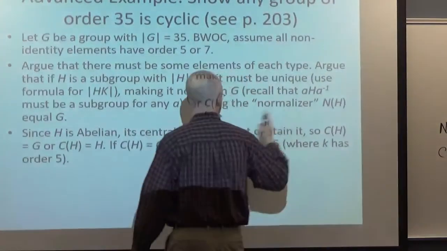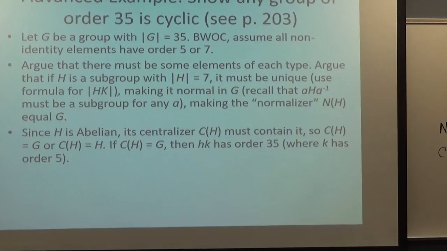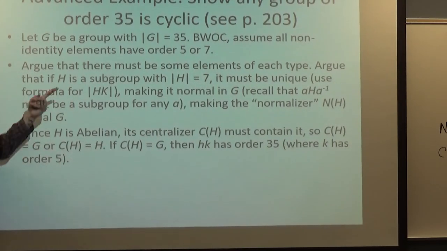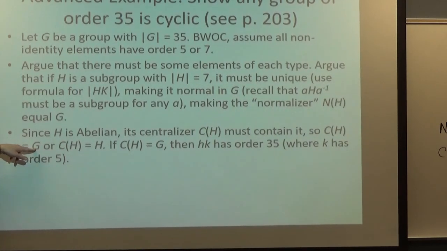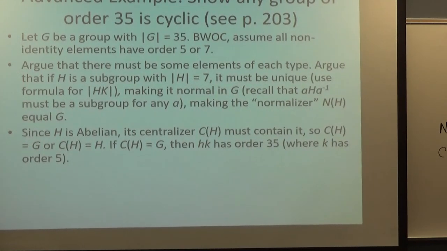And these things, by the way, are subgroups. N of H and C of H are subgroups of G. That needs to be proved. And so by Lagrange's theorem, since H has order 7 and G has order 35, and that picture must hold, the centralizer either has to equal all of G or it equals H itself. So there's nothing in between. So 35 divided by 7 is 5.